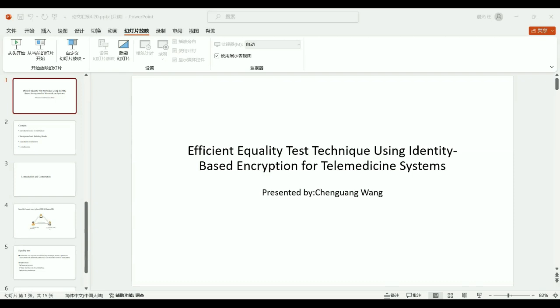The main function of the key generation center is to generate keys for the sender and the receiver, send the public key to the sender, and send the private key.